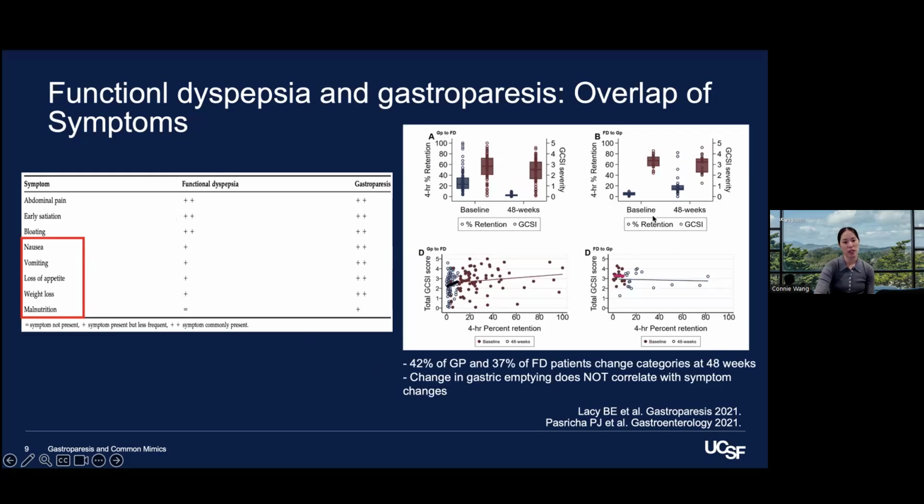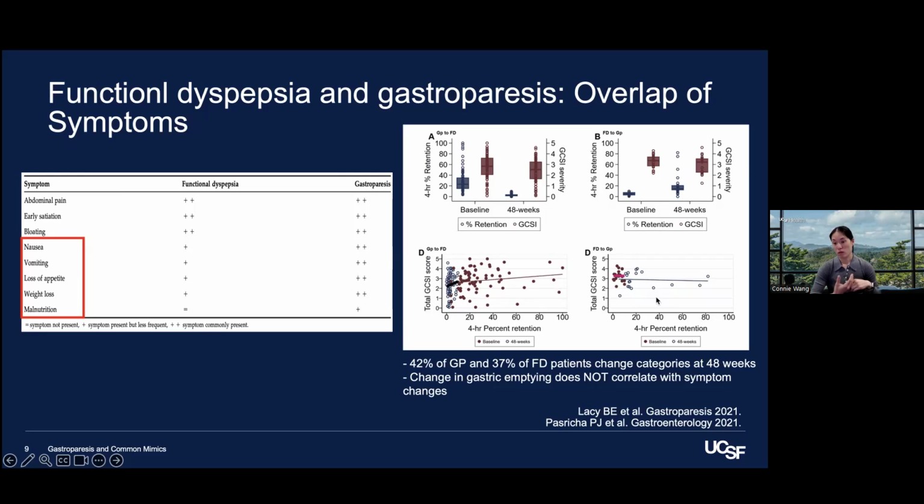But this overlap is highlighted really nicely by this recent study from the Gastroparesis Consortium. Here, they measured the gastric emptying of all patients at entry to the study, and then 1 year later. And they found that on average, about 40% of patients would flip from one group to the other. As many as 42% of patients with gastroparesis would change to be classified with functional dyspepsia based on the gastric emptying, and 37% of patients with functional dyspepsia would change over to meet criteria for gastroparesis at that 1 year mark. However, despite this change in gastric emptying, this really didn't correlate with any change in their symptoms based on the GCSI score for these 2 groups.